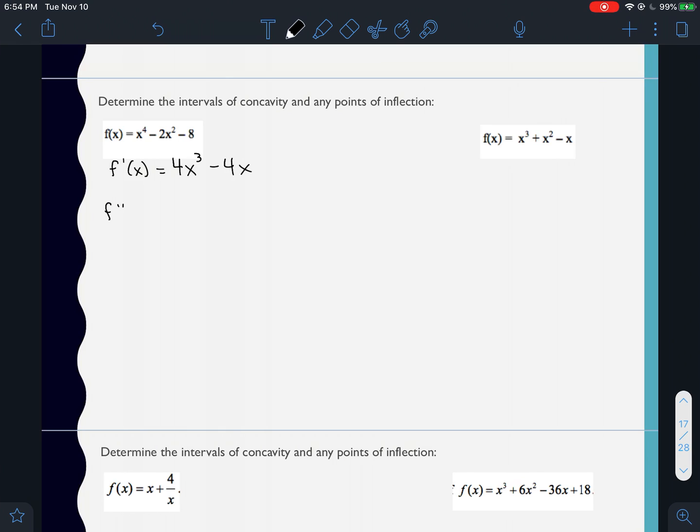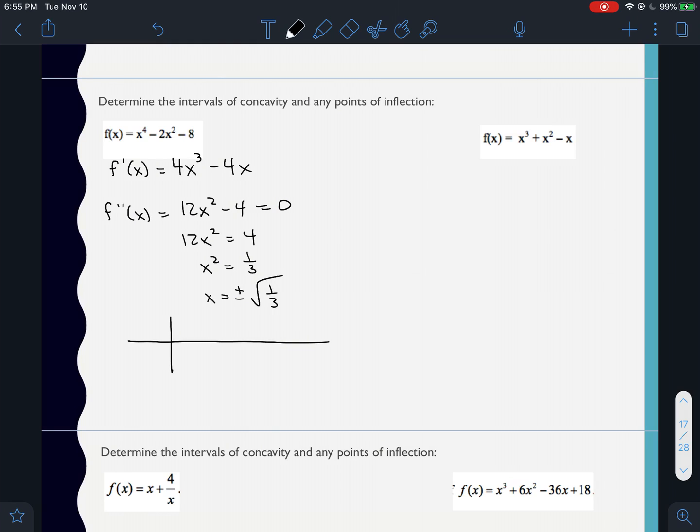So let's go ahead and find the intervals of concavity and any points of inflection on these graphs. We have to find the second derivative, so first find the first derivative. This would be 4x to the third minus 4x. The second derivative is going to be 12x squared minus 4. We want to know when that's equal to 0. So we have 12x squared equals 4, x squared equals 1/3, so x is going to equal plus or minus the square root of 1/3.